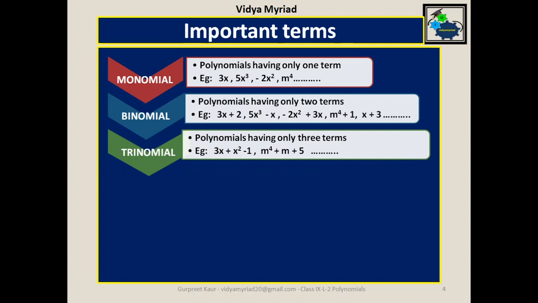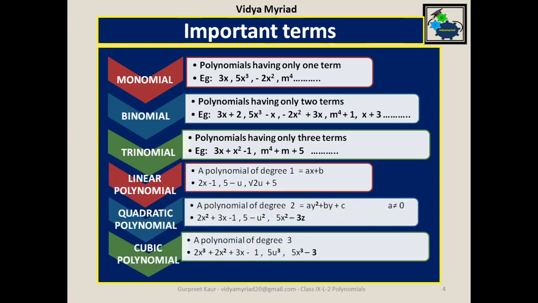When I talk about two terms, it will have, for example, 5x cube minus x. The cube I will ignore, but it has two terms. Minus 2x square plus 3x is also two terms with the power of 2. m raised to power 4 plus 1: the power is 4 but the terms are 2, m and 1. So like this I differentiate between monomial, binomial and trinomial. A trinomial is going to have three terms in it.